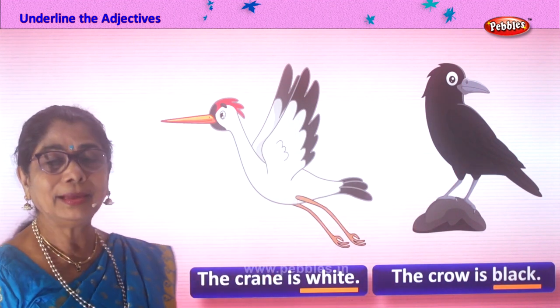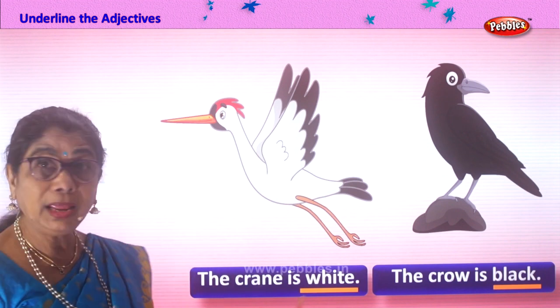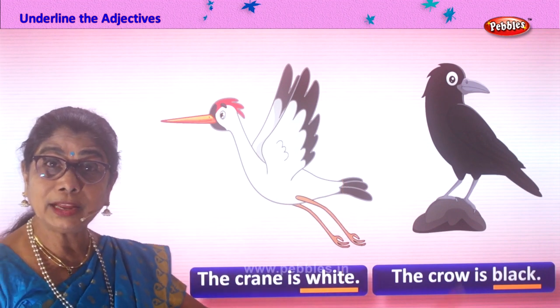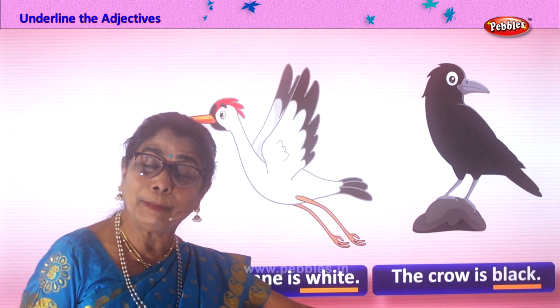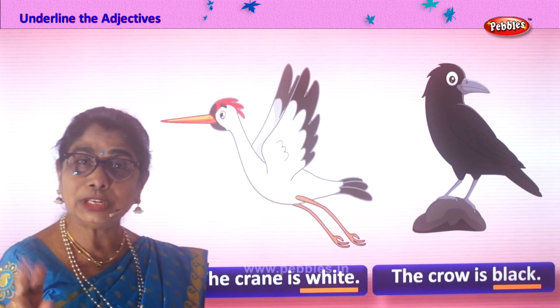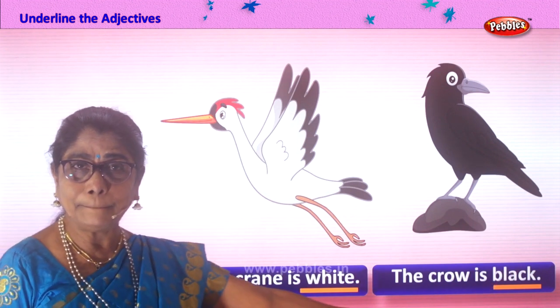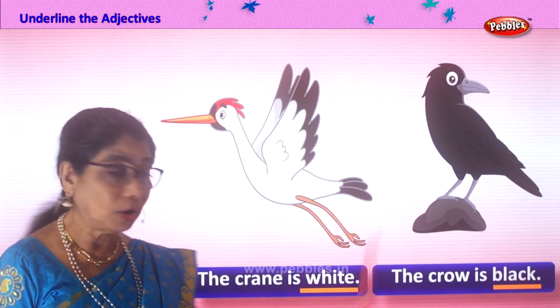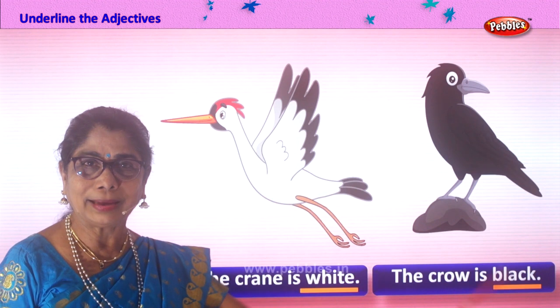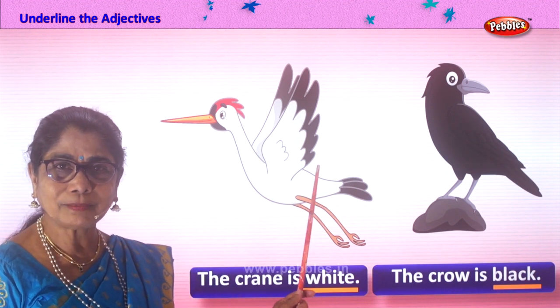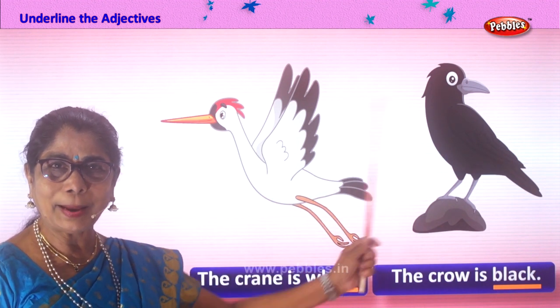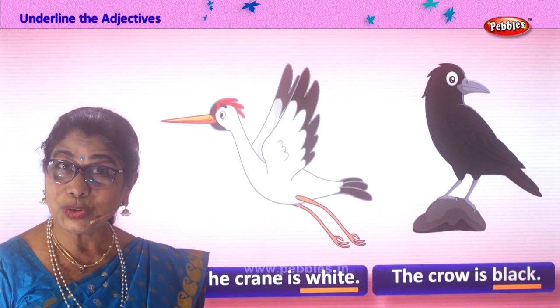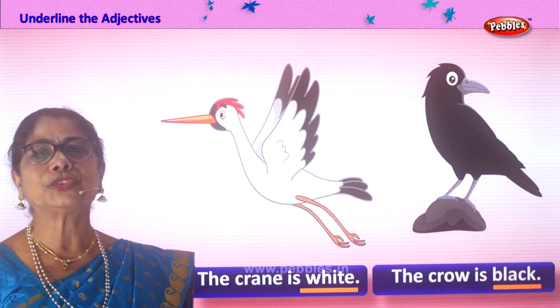White crane. Now, the crane is white. The crow is black. Look at the two descriptive words, white, black. The opposite of white is black. The crane is white. The crow is black. White, black. Did you enjoy, children? Let's take another picture.